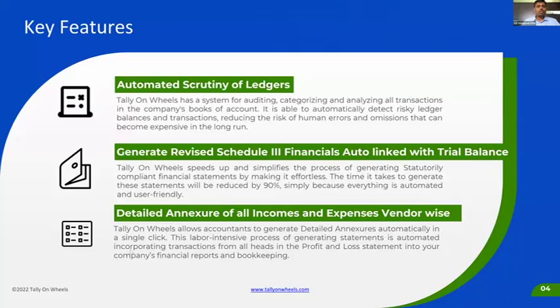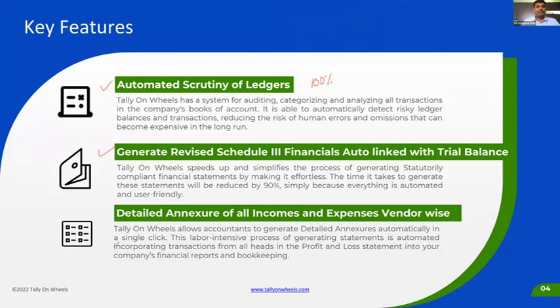What does this tool do? There are many features, but as time goes, let's see. There are 3 key features which I want to highlight and show today. The first is automating scrutiny of your ledger, which means we are talking about 100% scrutiny of the ledgers. Next, preparing your financial statements. Your Schedule 3 financial statements are prepared in a timely manner.